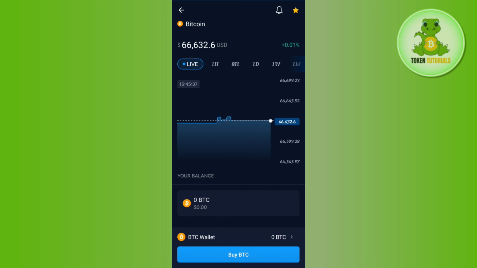This way your order will be placed, and whenever the price of the particular crypto that you have selected hits that price, your order will be completed and you are going to sell that crypto at the price that you have selected.